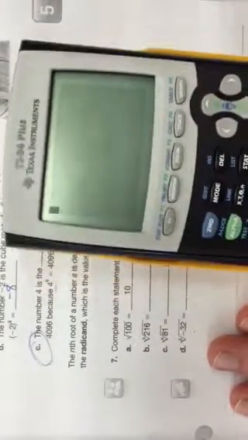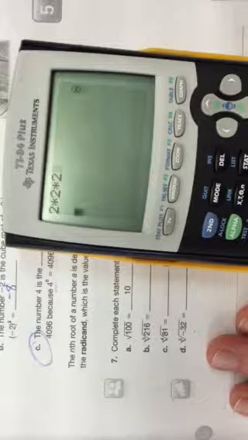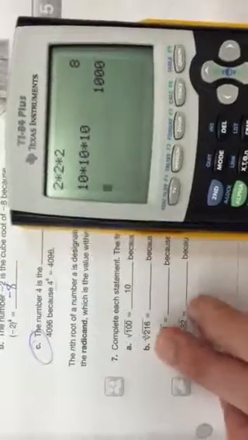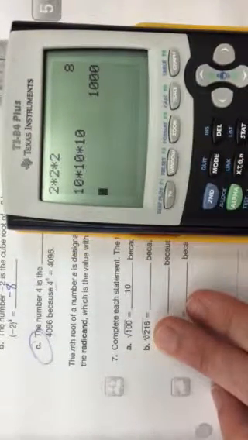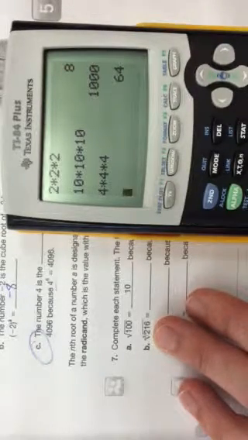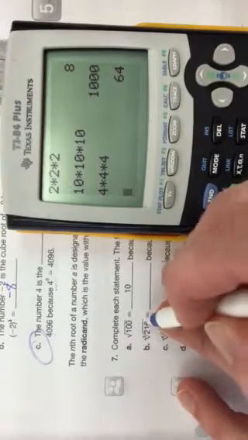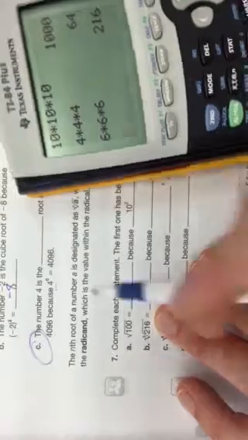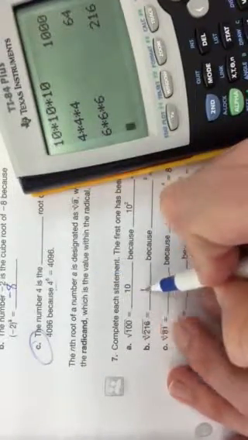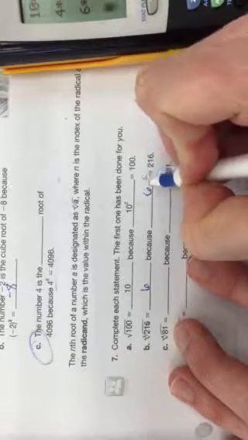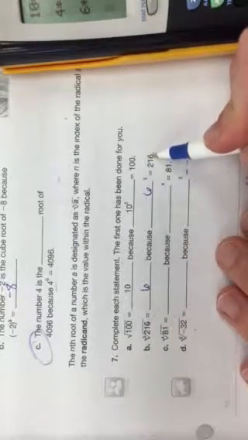Again, we know it's not going to be 2 because 2 times 2 times 2 is 8. We know 10 is too big, right? That'd be 1,000. So what number times itself 3 times? And 4, let's try 4. Okay, that's not going to work because that's too low. I'm going to use an even number, obviously, because we've got 6 here. So 6 times 6 times 6. Okay, so the cube root of 216 equals 6 because 6 to the 3rd power equals 216.